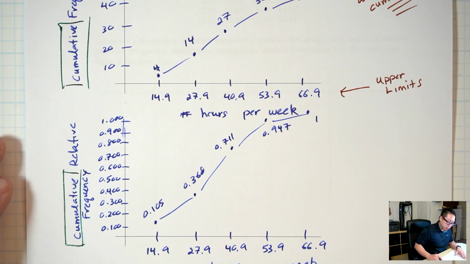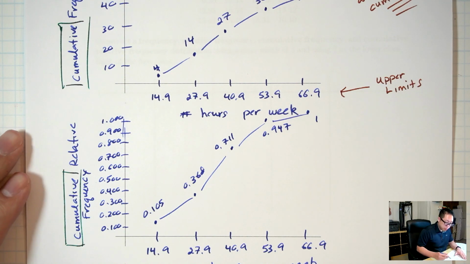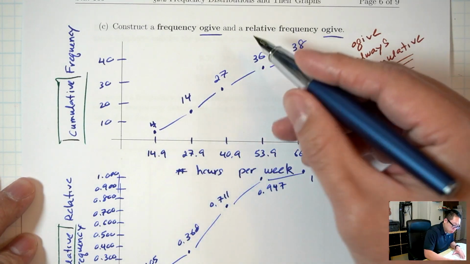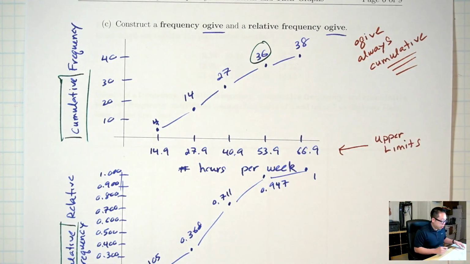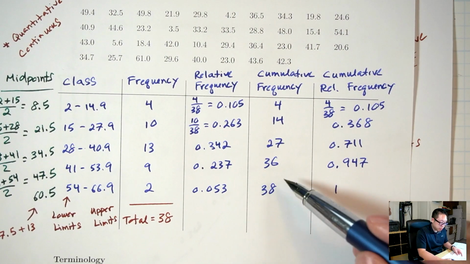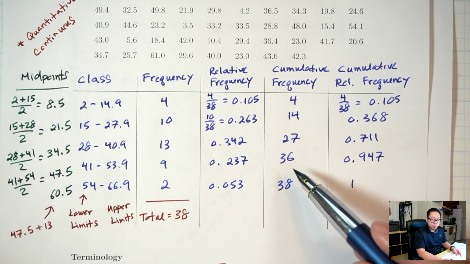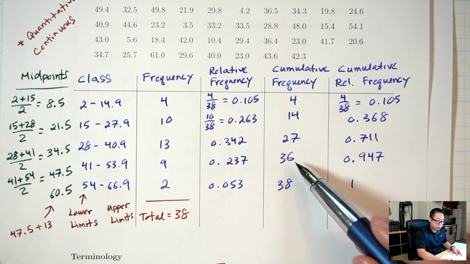Say we're interpreting the 4th point on the ogive. So 1, 2, 3, 4. So I'm talking about this 36. I think it's easiest to go back to the table. This 36 is right here. So this is saying that there are 36 students.